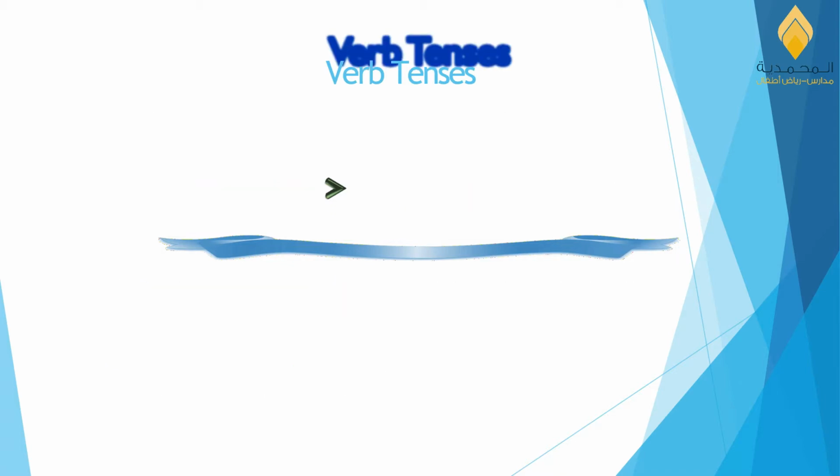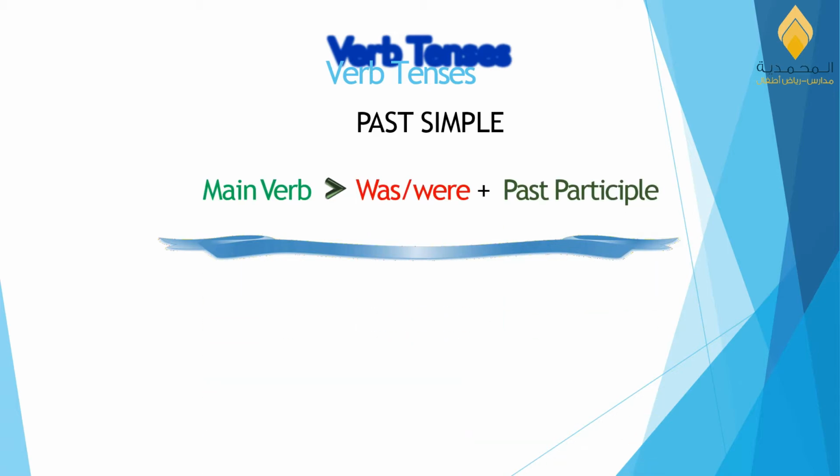The next tense that we are going to talk about is the past simple. Now, when it comes to the past simple, we're going to have to look at the main verb. After identifying that the main verb is in the past simple tense, we're going to use was and were and change that main verb into the past participle form, which is verb 3. Let's have a look at an example.